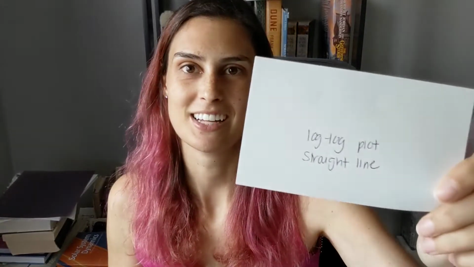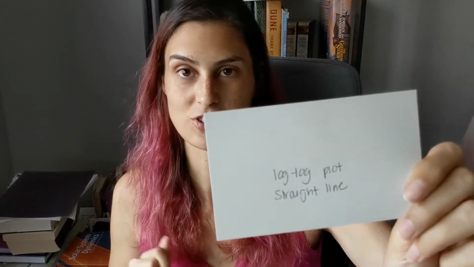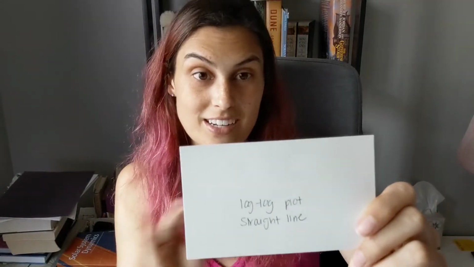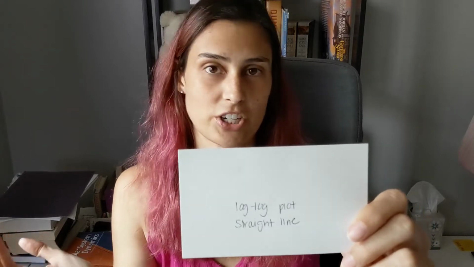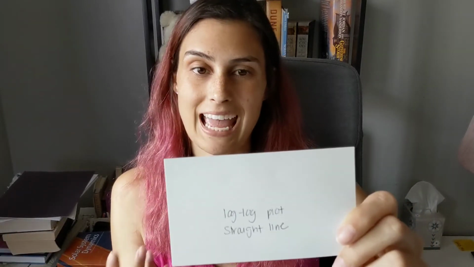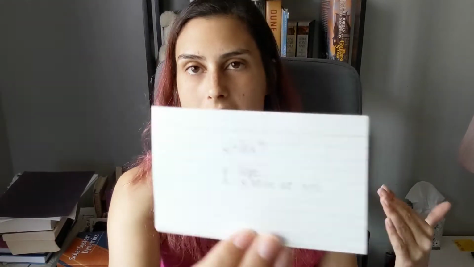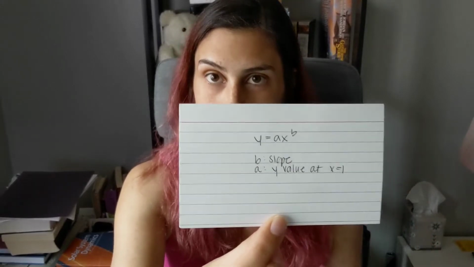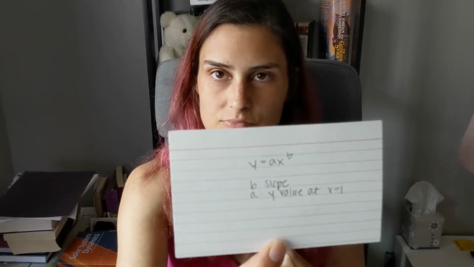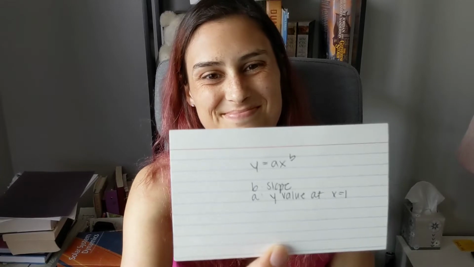All right. Log-log plot straight line. So basically, what does a straight line mean on a log-log plot? Well, that means that you have a function of the form y equals ax to the b, where b is the slope of the line on the log-log plot, and a is the y value at x equals 1. So not the intercept, but at x equals 1. Because remember, it's log-log.